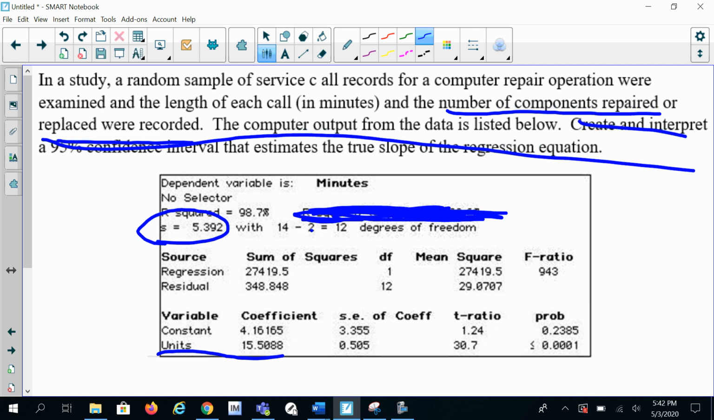Another way to tell is we have the dependent variable up here. Dependent variable is minutes, dependent is your Y. So that's another dead giveaway in this table that the X variable is going to be the number of components repaired and the Y variable is going to be minutes. So remember, dependent is your Y. This is not always going to be there. In this example, it is. It will not always be there. Just be aware of that. Sometimes it is, sometimes it is not. So now I know X and Y, I can do my R squared interpretation.